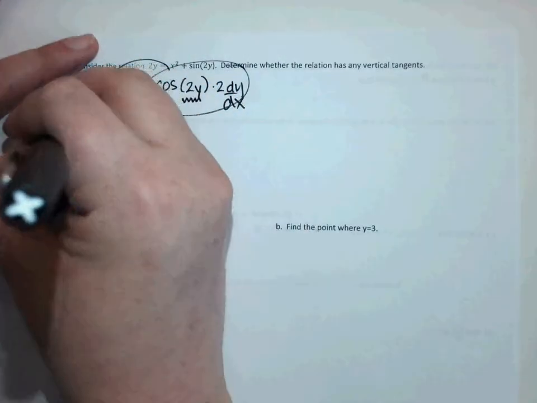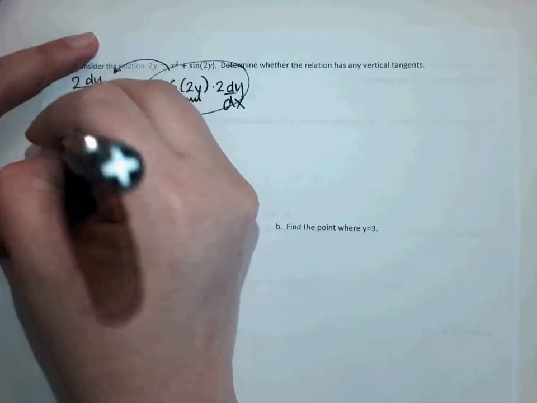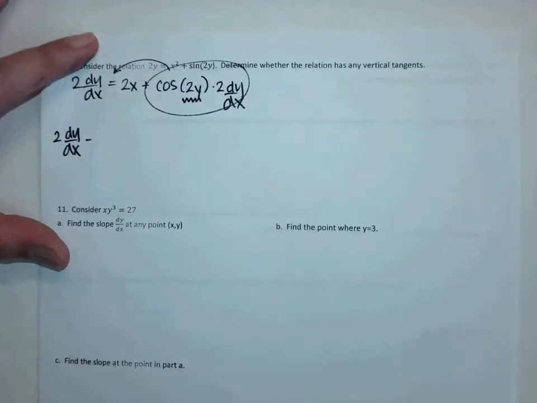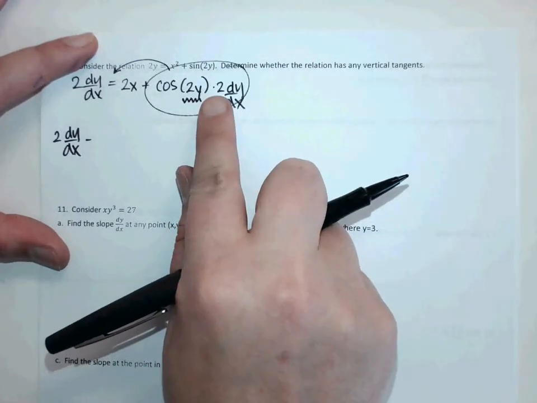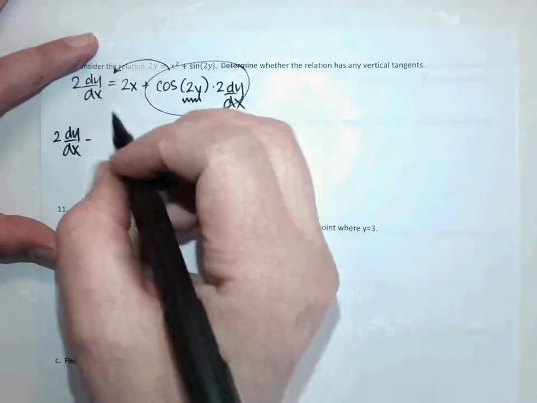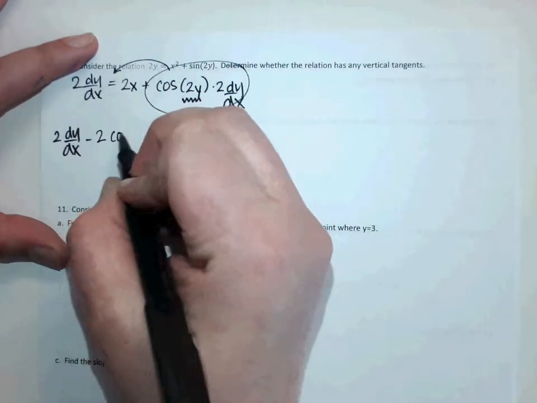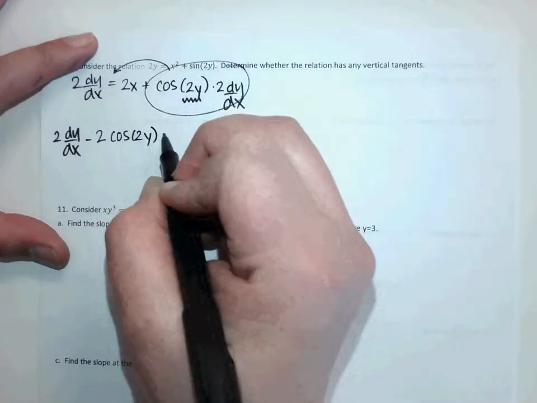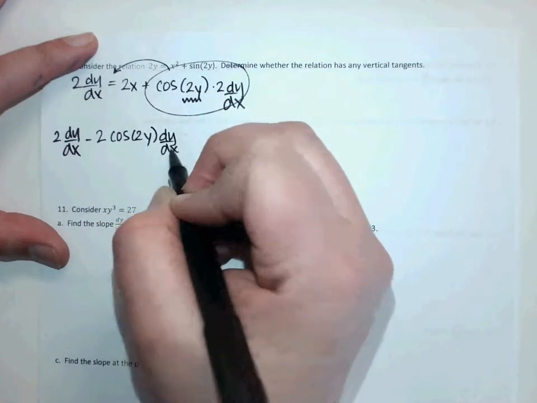So I'll have 2 dy dx minus, and then instead of keeping it in this order, I'm going to let that 2 that's kind of in the middle here move in front. So it'll be a minus 2 cosine 2y equal to the 2x already across.